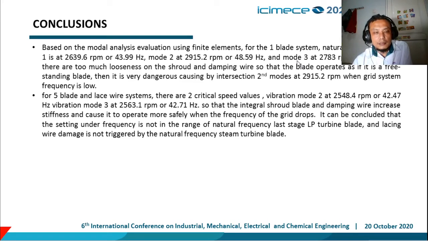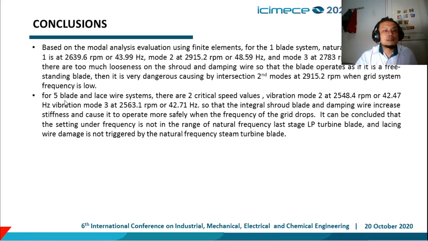If there is too much looseness in the shroud and damping wire, so that the blade operates as a freestanding blade, then it is very dangerous, caused by the intersection of second mode at 2915.2 RPM when the grid system frequency is low. This is the 1 blade system without the lacing wire.